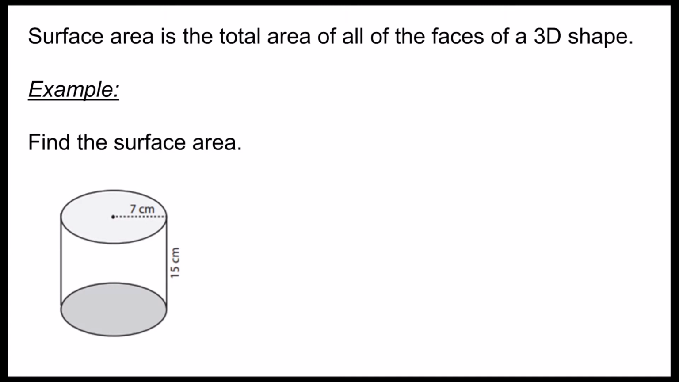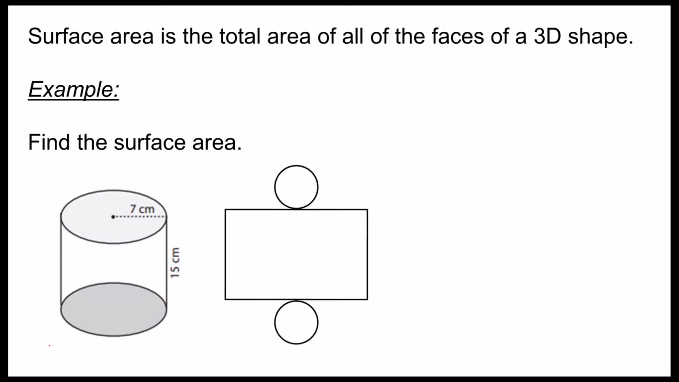I'm going to use the net of this shape to help me answer this question. The net would look a little bit like this. Now I can work out both of the circular faces because I know each of them are going to be the same, and they're going to be given by pi times the radius squared. The rectangular face, however, is going to be a little bit more difficult to calculate. Although we're given the height of it, we don't know the distance going across.